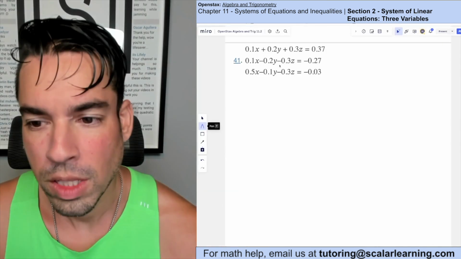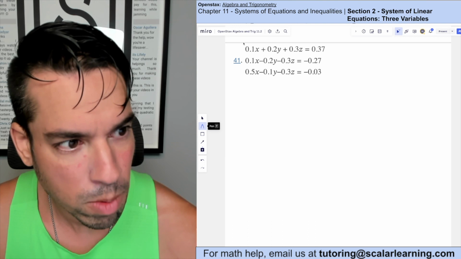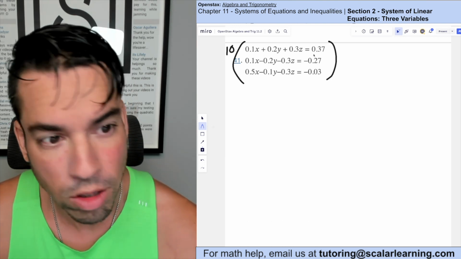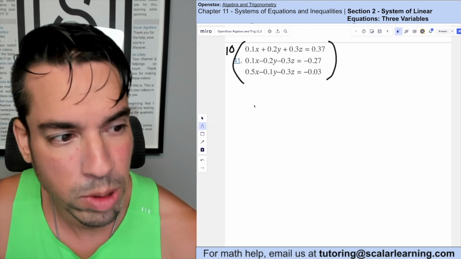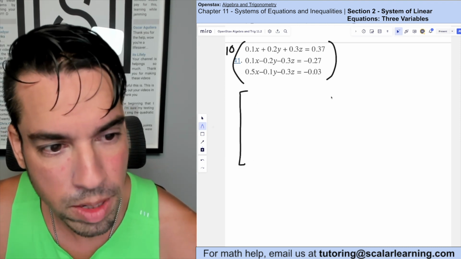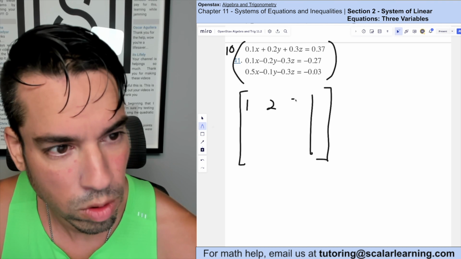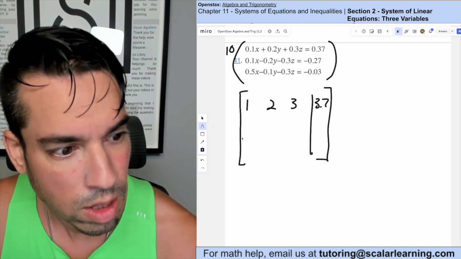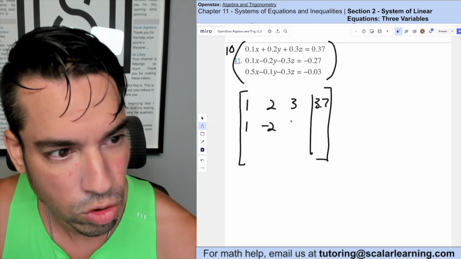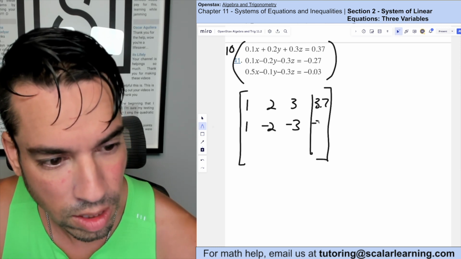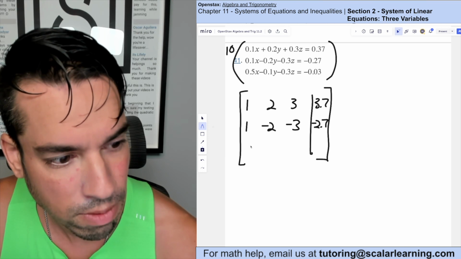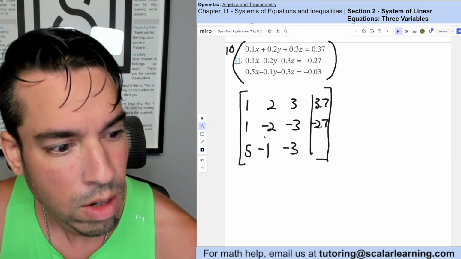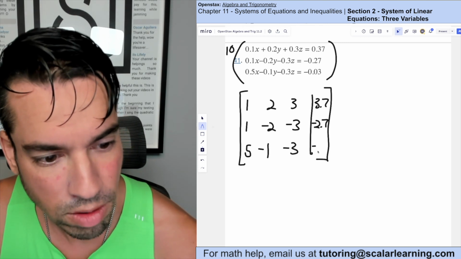Done. So for this one right off the bat, we're going to start by multiplying every equation by 10. It's just going to make the numbers easier. I could multiply by 100, but I think 10 will be great. So let's write that out in matrix format. So we got 1, 2, 3, and 3.7, right? Basically moving the decimal over once. Then we got 1, -2, -3, and then that's -2.7. And then we got 5, 1, -3. Oh, sorry, that's a -1. 5, -1, -3, and -0.3.